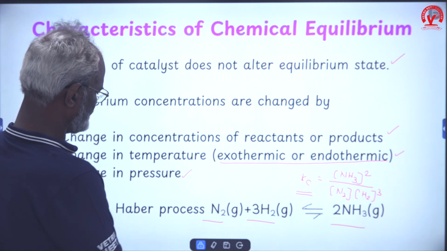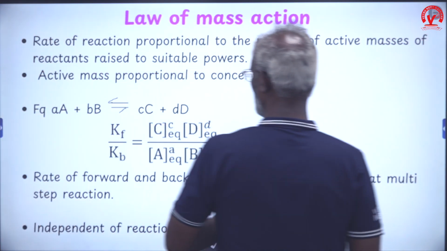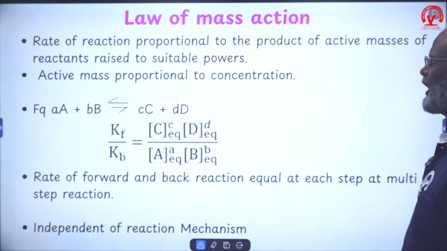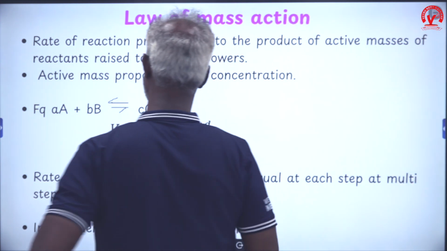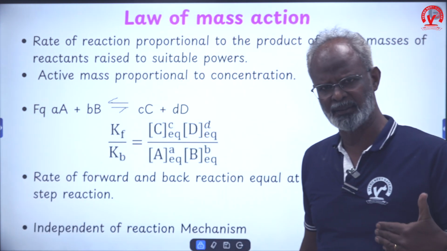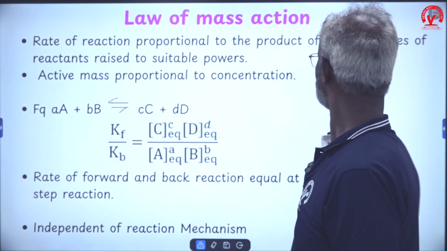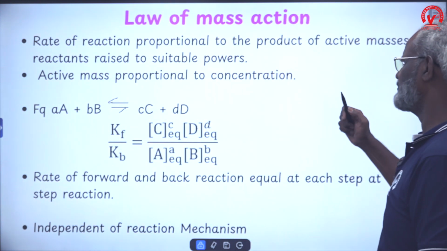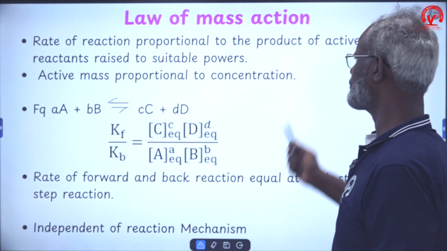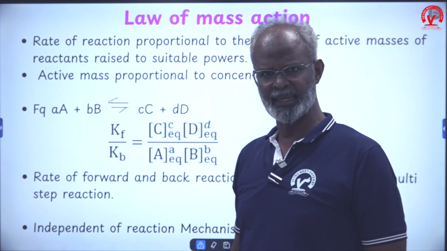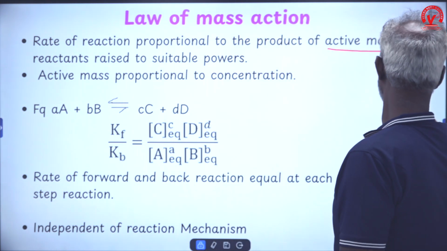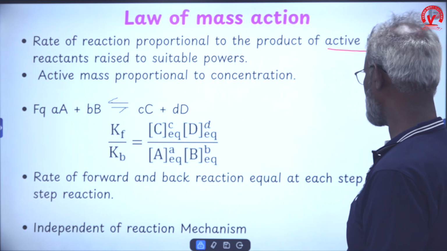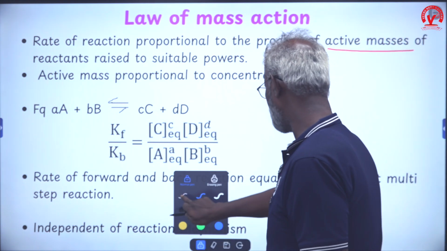Okay, right. So now we have to study the law of mass action. The law of mass action is that the rate of a reaction is proportional to the product of active masses of the reactants raised to suitable powers. That is the law of mass action. The active masses are very, very important, and that's why it's called the law of mass action.